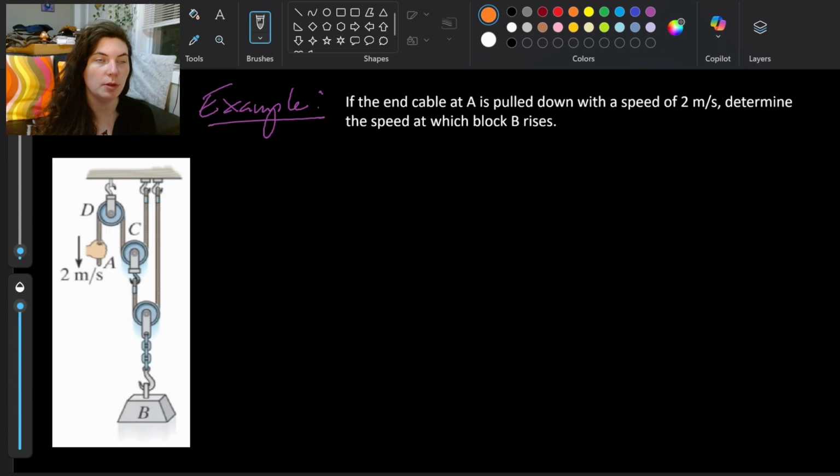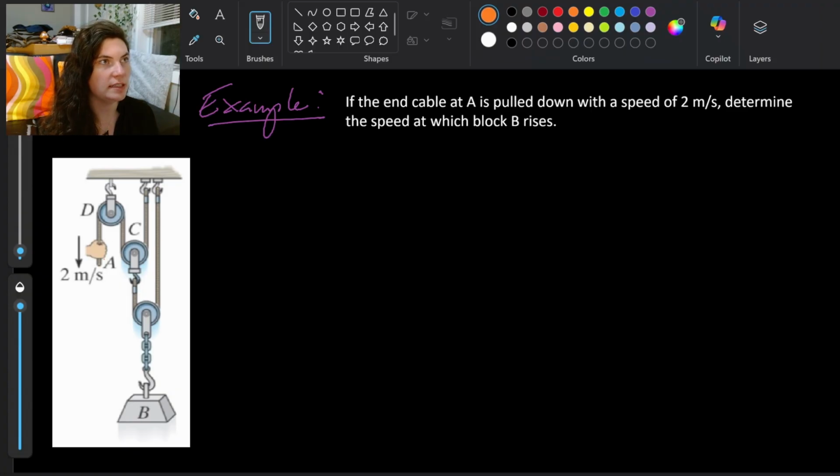So in this example, we have this cable pulley system on the left, and it says if the end cable at A is pulled down with a speed of 2 meters per second, determine the speed at which block B rises. So if we take a look at the system over here, we can notice a few things, right? We do see this hand at A pulling A down by 2 meters per second. That's our velocity at A there.